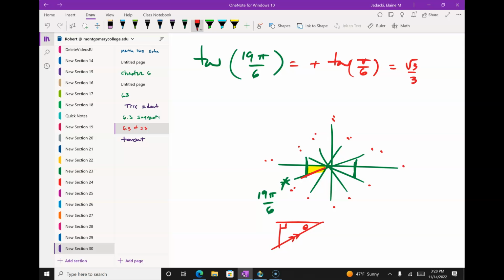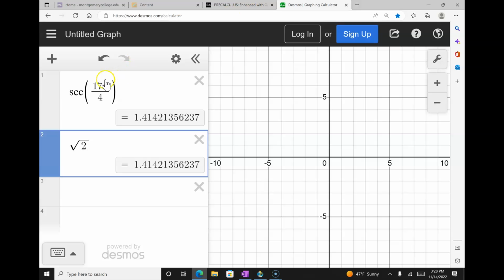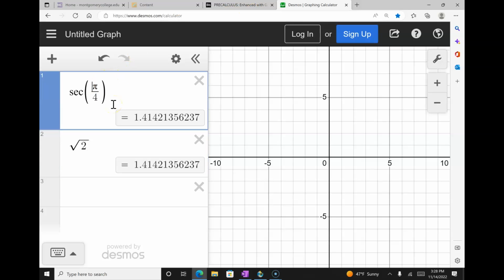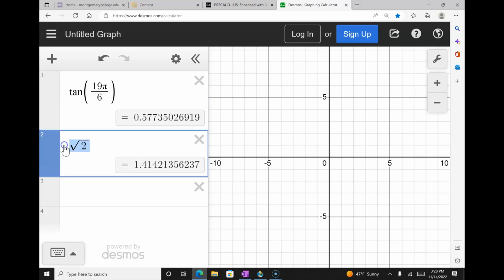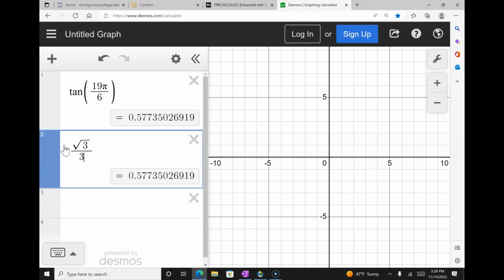We can check it on Desmos, yes? I need 19 pi over 6. I need the tangent of that, right? And then I want to check square root of 3 over 2, right? Oh, over 3, sorry. There it is.